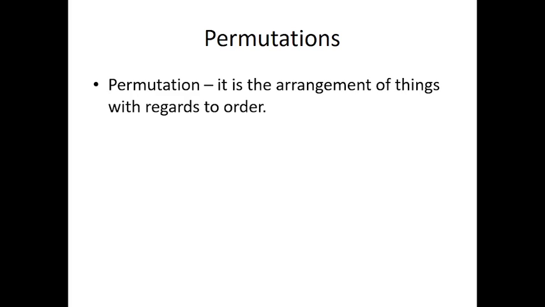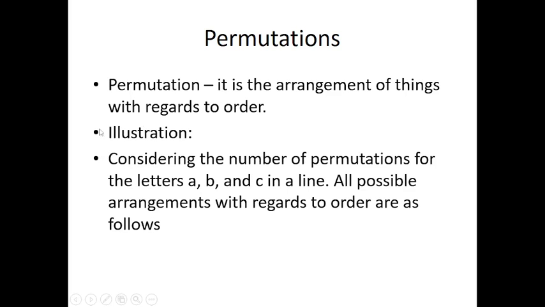So permutation, it is the order. Permutation is the arrangement of things with regard to order. In other words, let me give you an example. Considering the number of permutations for the letters A, B, and C in a line, all possible arrangements with regard to order are as follows.